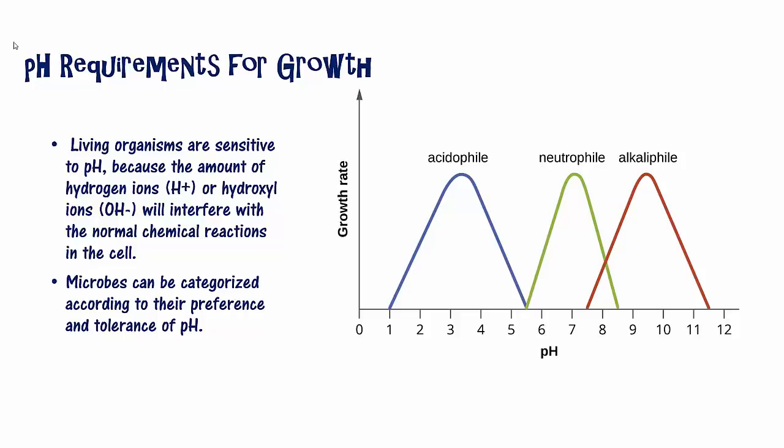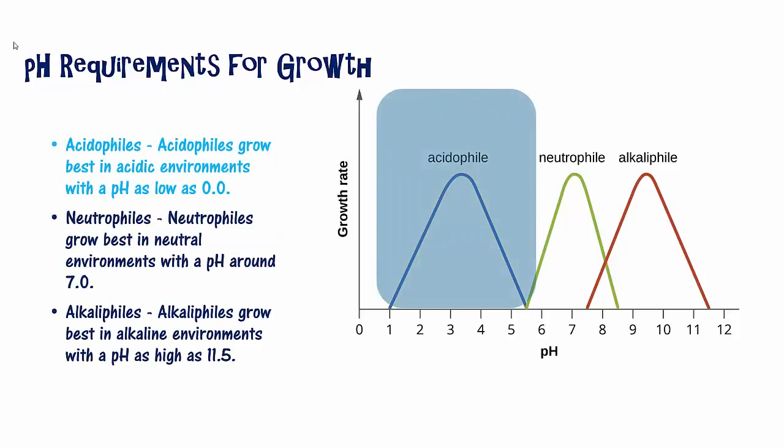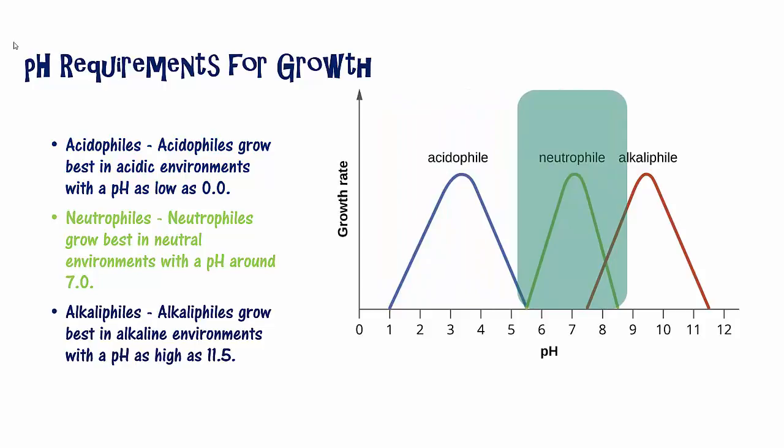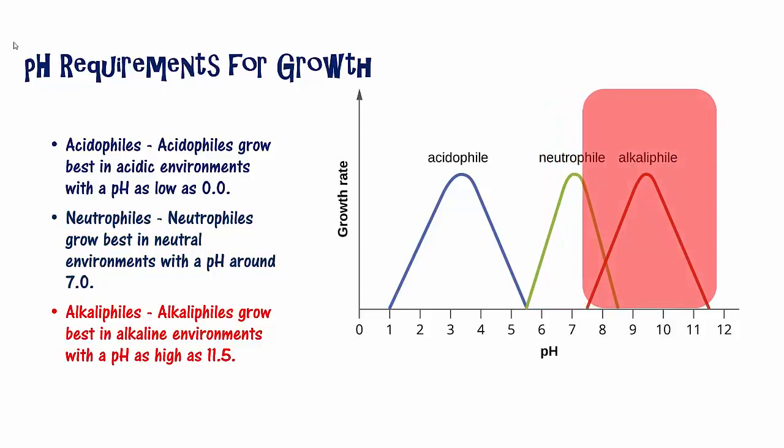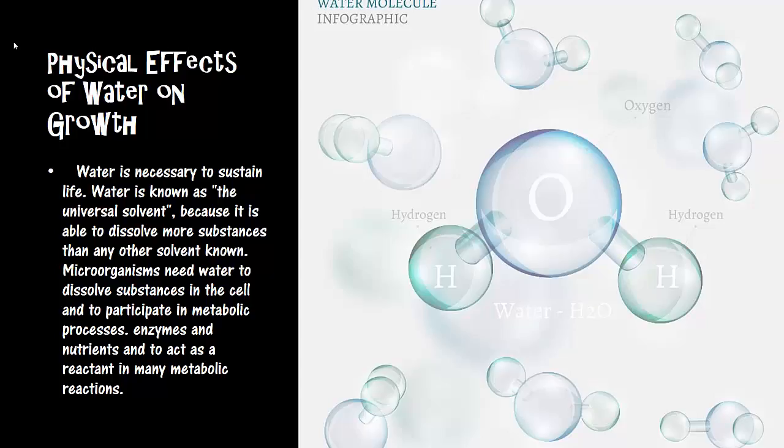Living organisms are sensitive to pH because the amount of hydrogen ions or hydroxyl ions will interfere with their normal chemical reactions inside the cell. Microbes can be categorized according to their preference and tolerance of pH. Acidophiles are able to grow in acidic environments with a pH as low as 0.0. Neutrophiles grow best in neutral environments with a pH around 7.0. Alkalophiles grow best in alkaline environments or basic environments with a pH as high as 11.5.